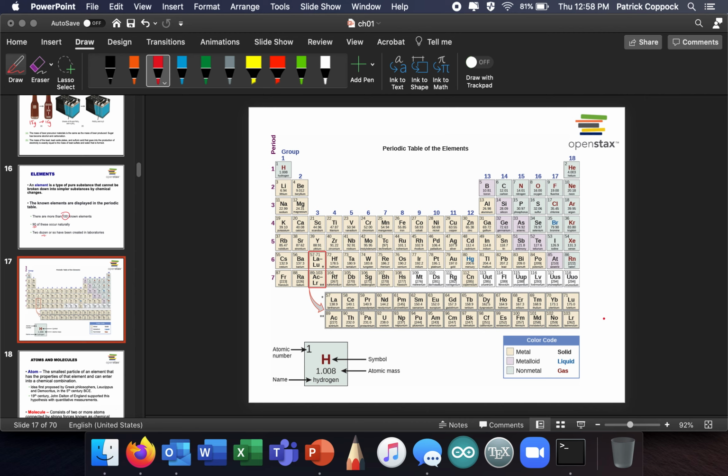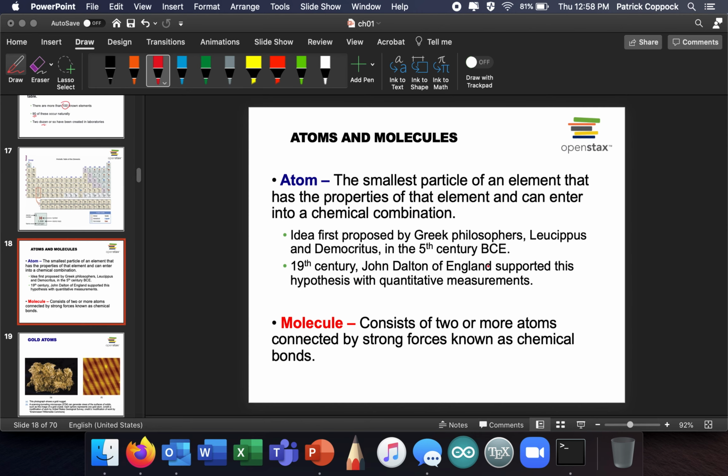So cast your eyes on this. Look at it. Love it. Be the periodic table. All right, so atoms and molecules are the next couple of terms I want to talk about. I'm going kind of fast here because we're not going to spend a lot of time on it in class, but an atom is the smallest particle of an element.